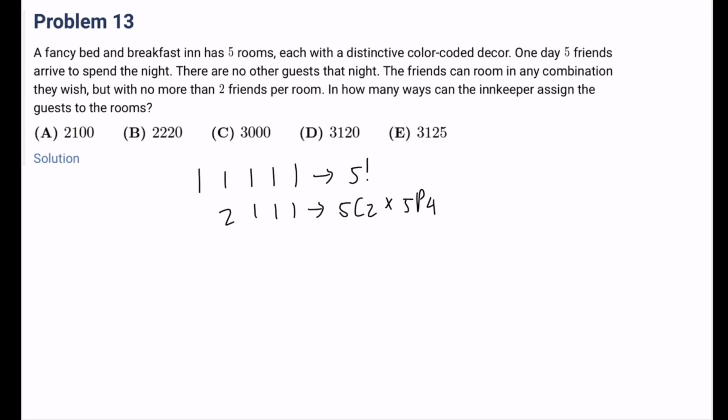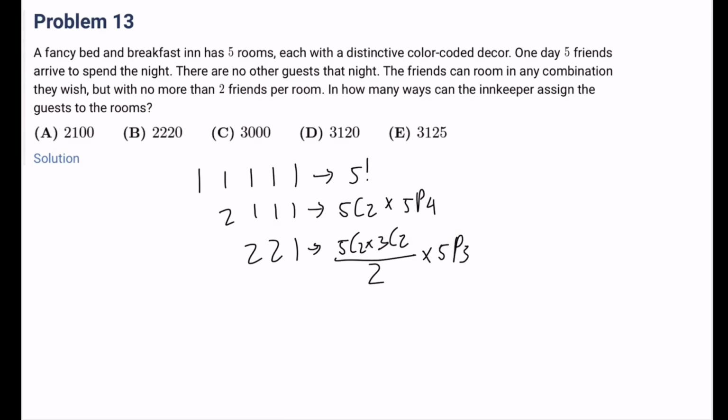And lastly, we can have a group of 2, another group of 2, and 1 left over. That's going to be 5 choose 2 times 3 choose 2 for these 2 groups. But then since choosing these 2 and then these 2 is equal to choosing these 2 and these 2, we have to divide by 2 because of the overlap. And then we have to multiply that by 5P3 because we have 3 groups in total.